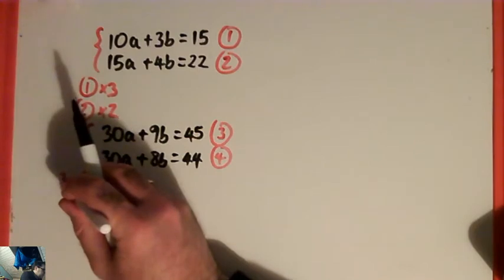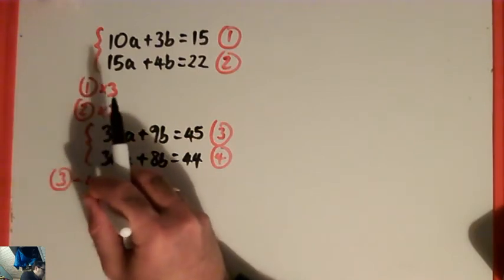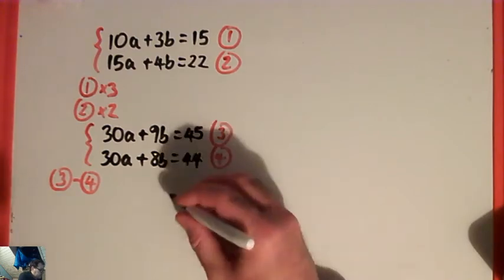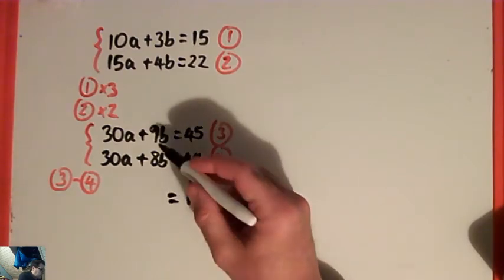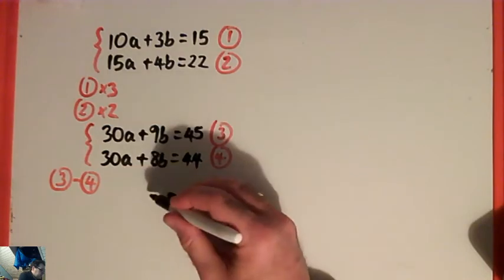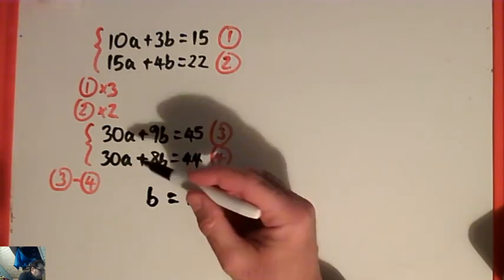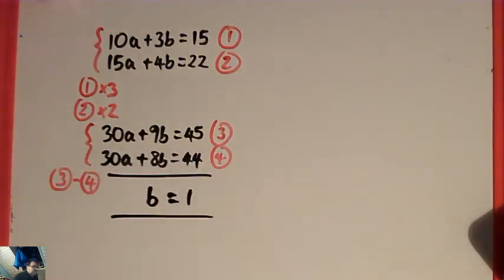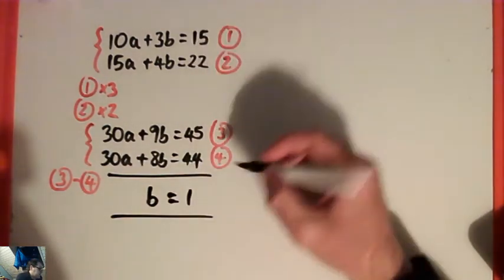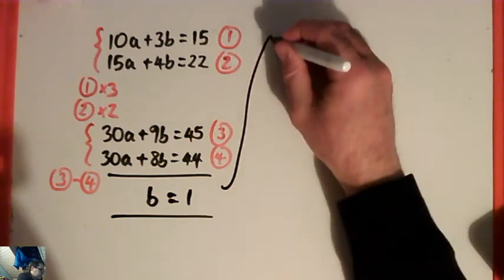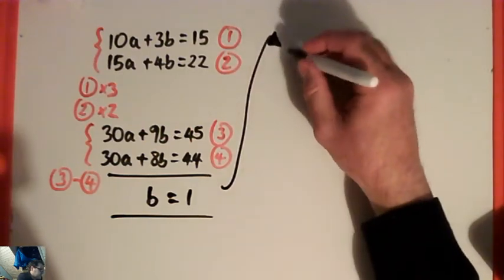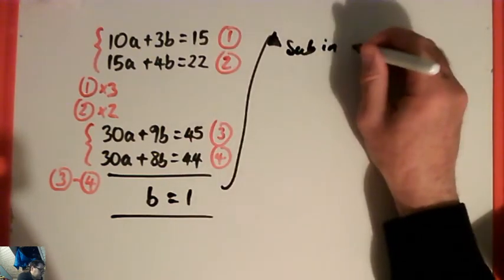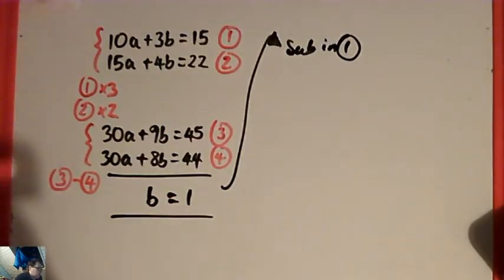And I'm going to do equation 3 minus equation 4. So that I get 45 minus 44 is 1. 9b minus 8b is a single b, and 30a, take away 30a, disappears. So b equals 1. Nice easy answer for b, but let's try and figure out what a is. So I'm going to take that b equals 1 and substitute it into equation 1, sub in 1.